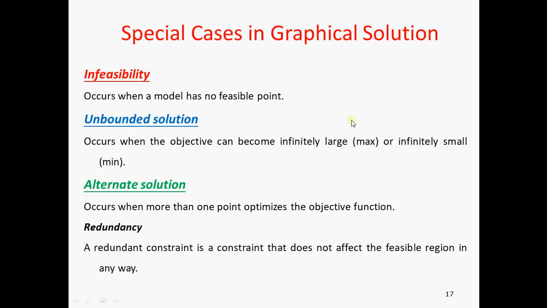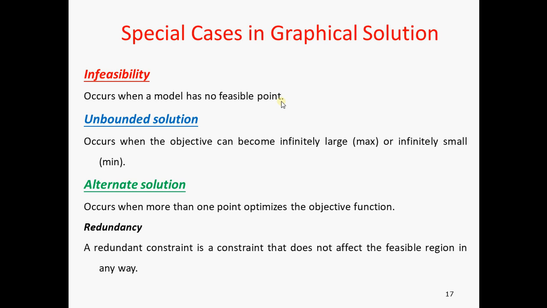Now special cases in graphical solution or graphical method. So far we have discussed a unique solution. Sometimes it may have variations. Let us discuss what are the variations. Infeasibility occurs when a model has no feasible point. Don't think that all the LPPs will have a solution. One constraint will be showing downwards, one constraint will be showing upwards, and you will not be in a position to identify the common area satisfying both the constraints.